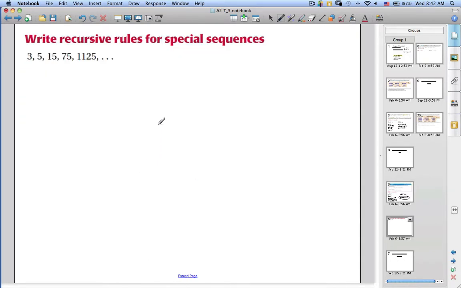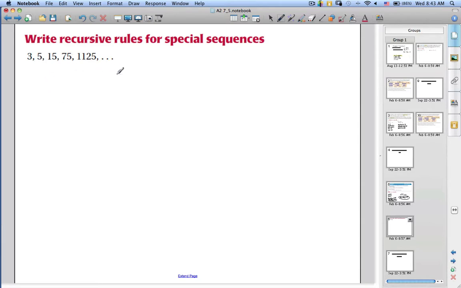So in this particular case, this one's a little different, so I have to figure out what's going on with this. 5 minus 3 is 2. 15 minus 5 is 10. So it's not arithmetic. 5 divided by 3 is 5/3. 15 divided by 5 is 3. So it's not geometric either. So this is a special sequence. That's what's making this special.